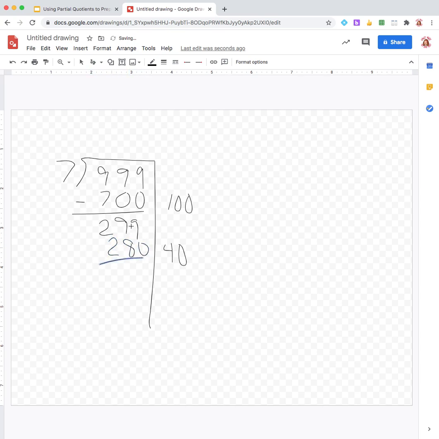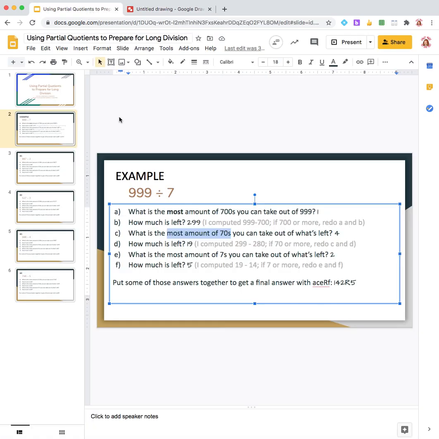And when I subtract, where's my little subtraction sign? This time I've got 19 left, which is good. That means I didn't have too much left. I took out enough sets of 70. So that's how much I have left: 19.